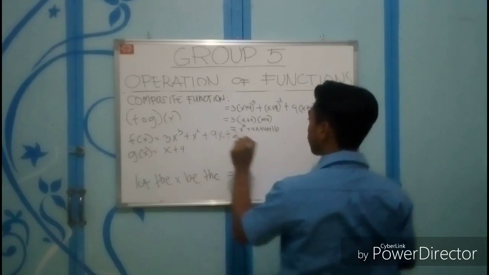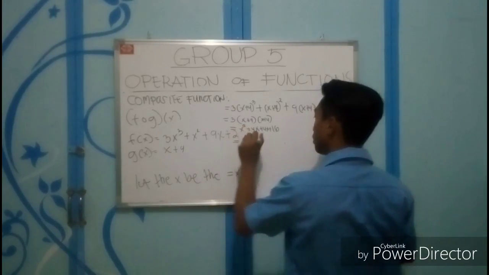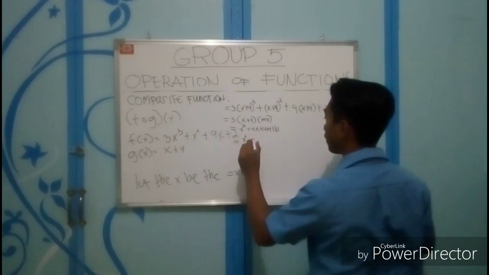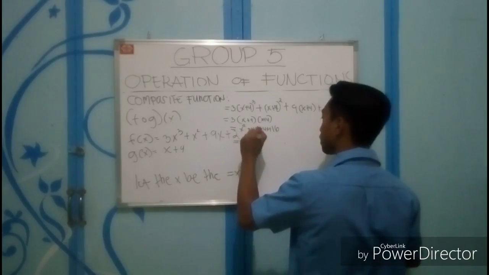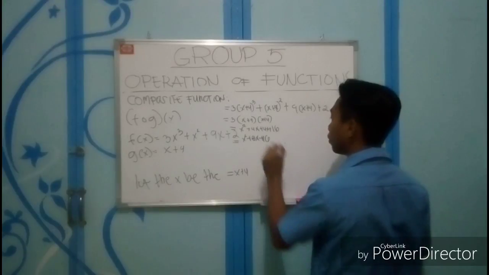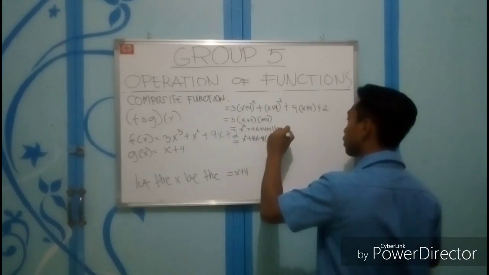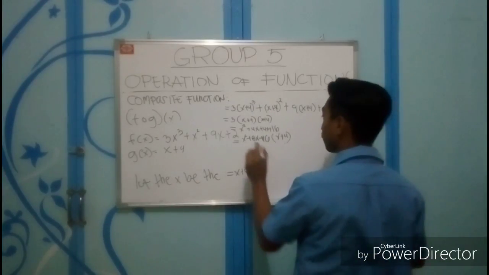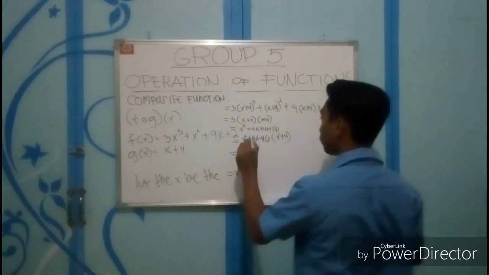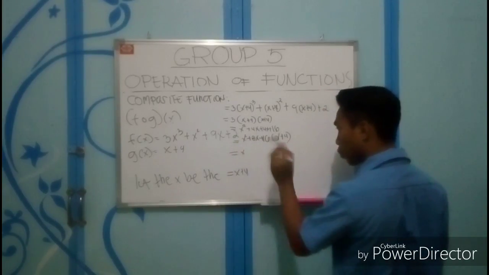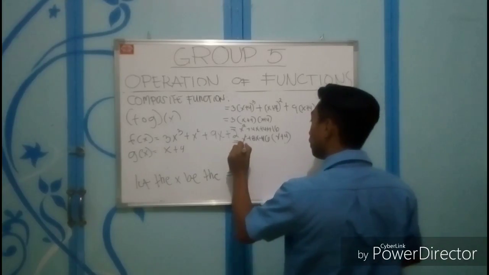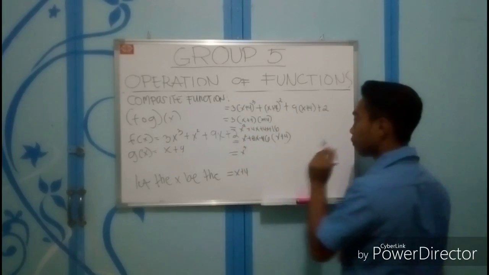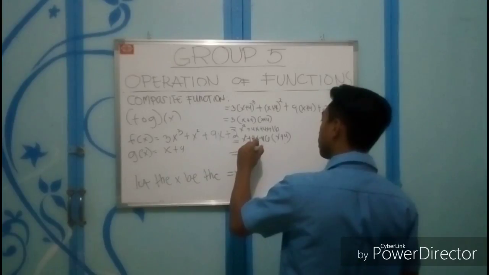Then combine like terms. x squared, since 4x plus 4x is the same variable, we can combine it. So it will be 8x plus 16. Copy the 16. So there is x plus 4 because of the cube, so we can multiply it by 3. Okay. Distribute it. So x squared times x equals x cubed. Then x squared times 4 equals 4x squared.